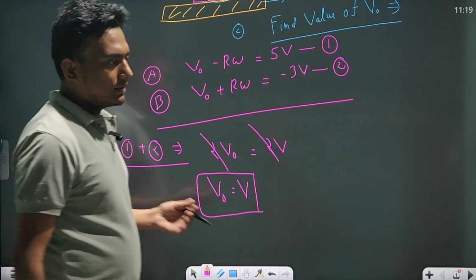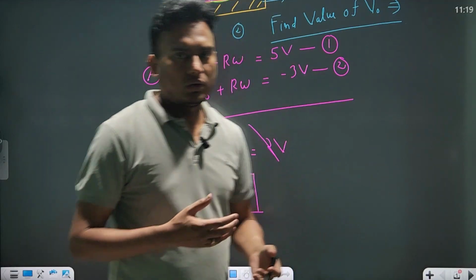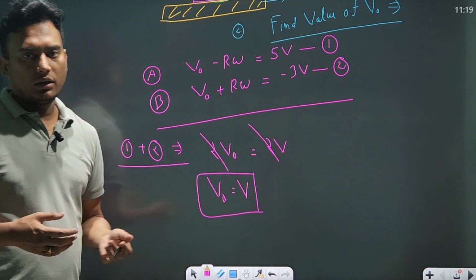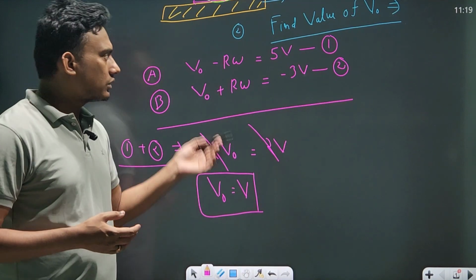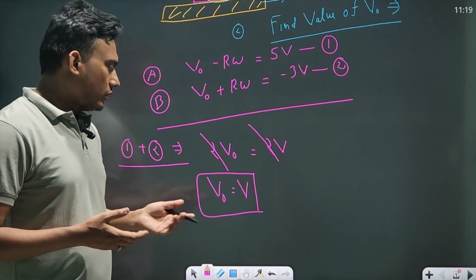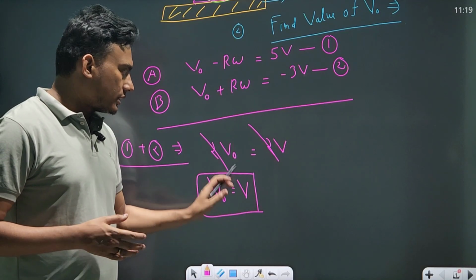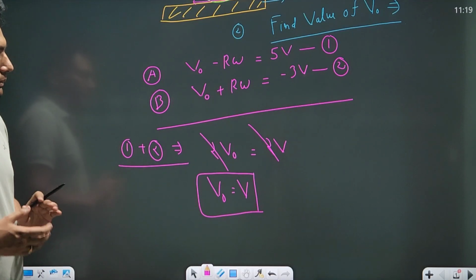So first I discussed the concept of pure rolling, and based on that I discussed the two questions, both asked in JEE. So this is the answer: V naught equals V.